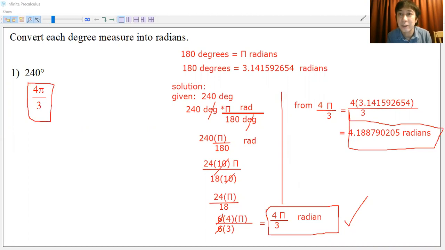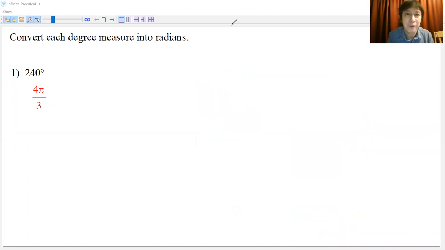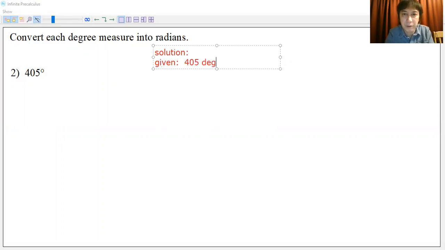Let's continue with the next number. All right, so here's number 2. Convert each degree measure into radians. All right, let's start with our solution. We have the given. The given is 405 degrees.